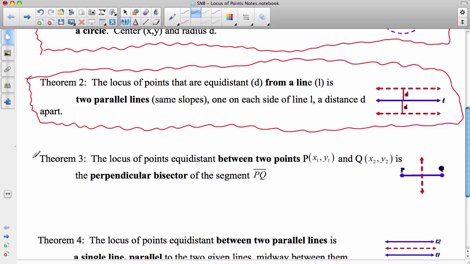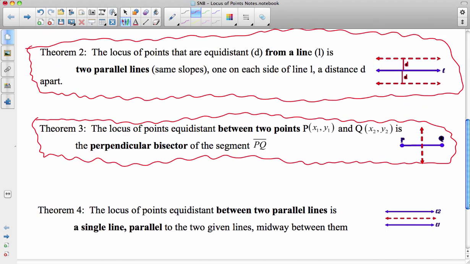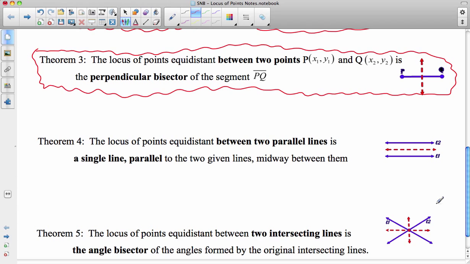Theorem number 3 says that the locus of points equidistant between 2 points, point P and Q, is the perpendicular bisector of the segment created by point P and Q. That's number 3. And over here we have the diagram as well with the perpendicular bisector. And remember all that vocabulary terminology: the midpoint, how do I know if it's perpendicular, what's the relationship about their slopes, and so forth and so on.